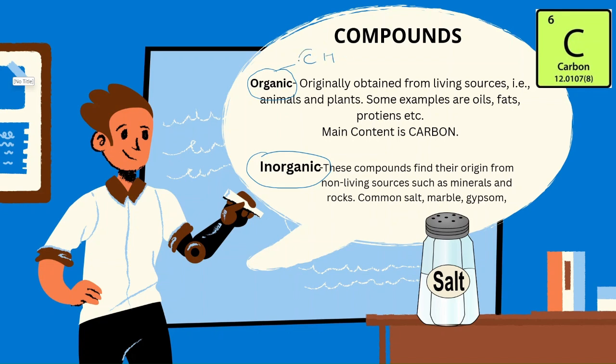See, carbon bond is present in us. This is the carbon, 6 is the atomic number of carbon. All the organic compounds are made up of carbon only. The main content is carbon. So everything made up of carbon and hydrogen bondings falls into the organic compound, originally obtained from living sources, that is animals and plants.